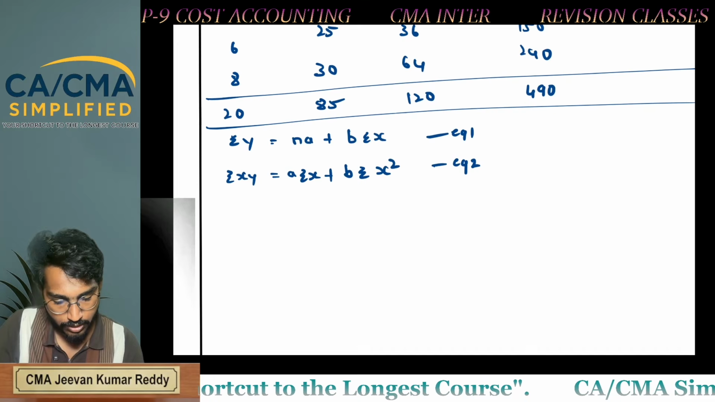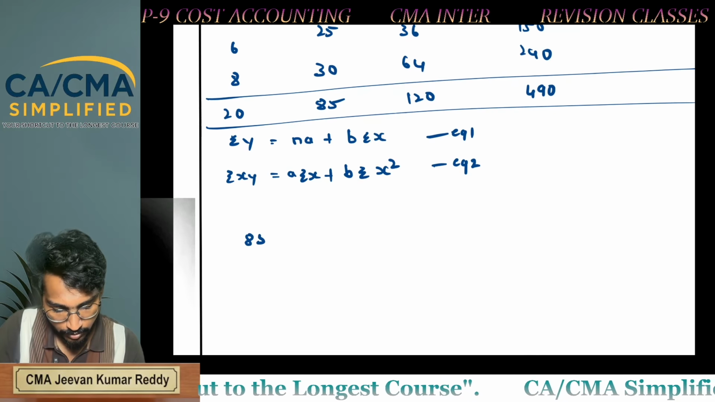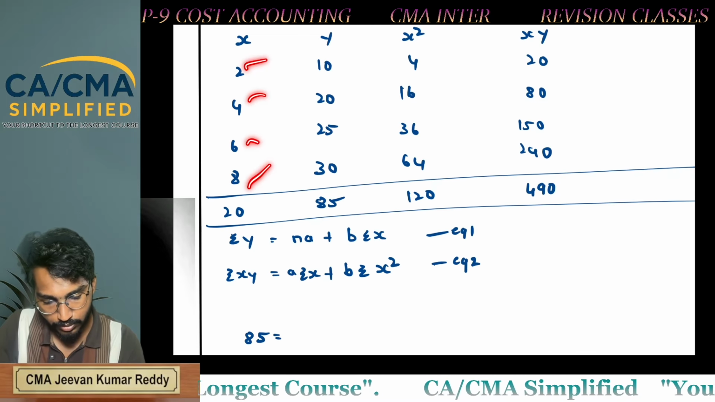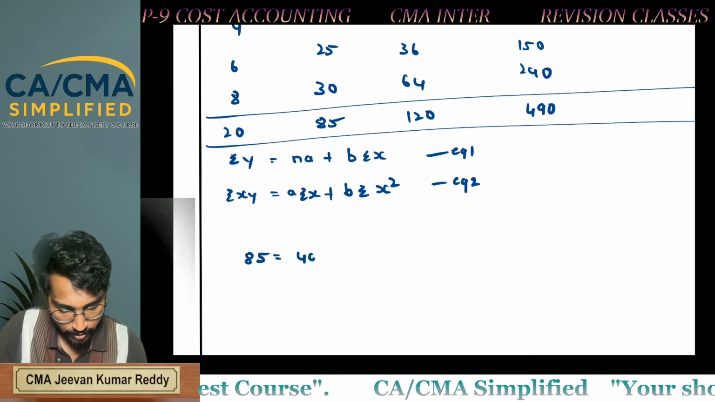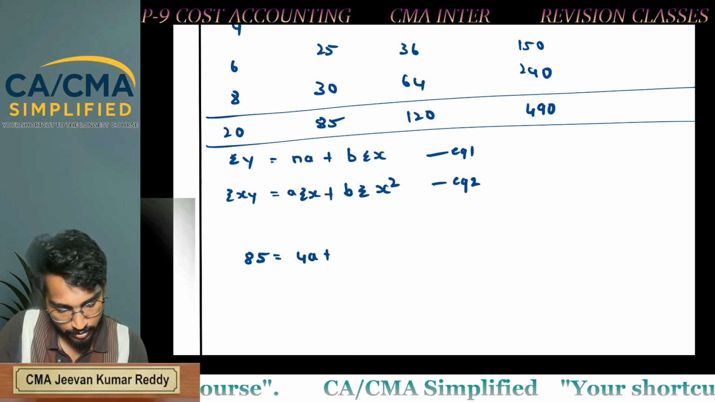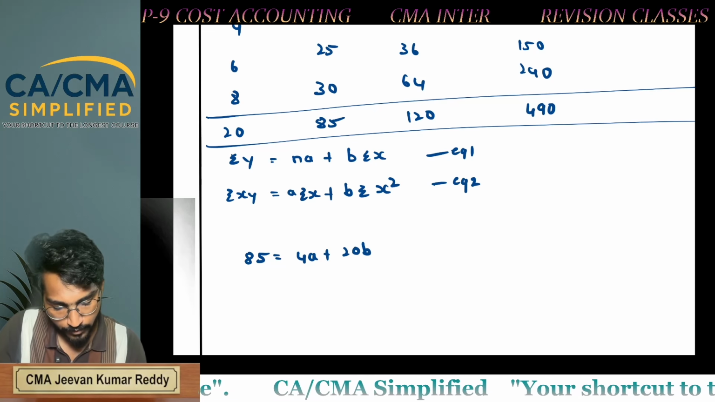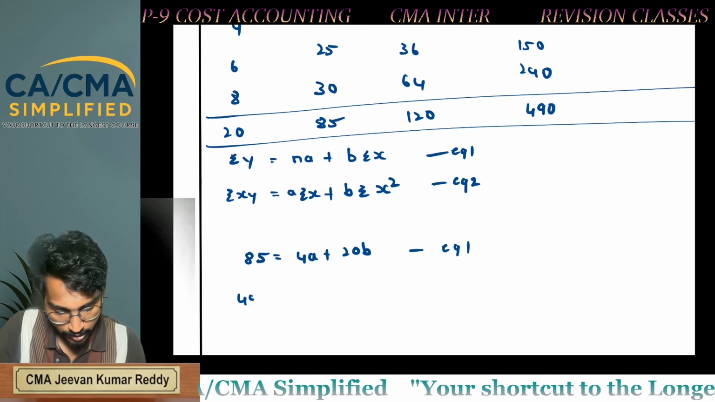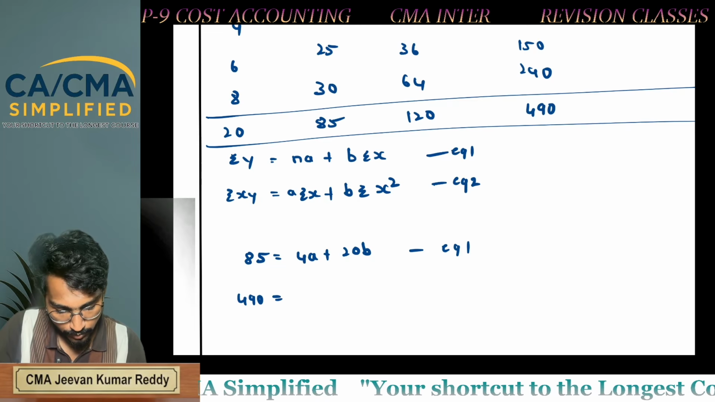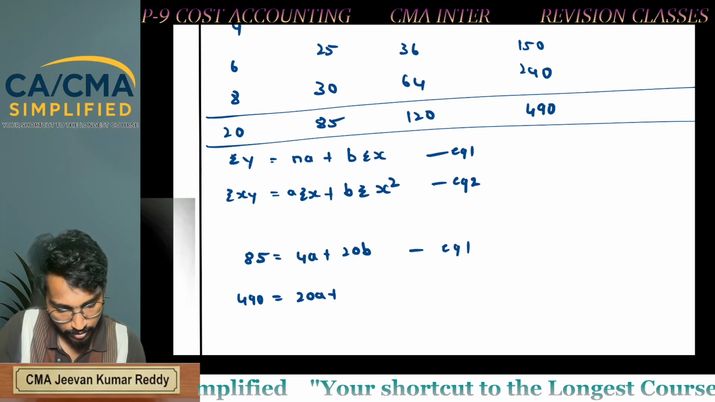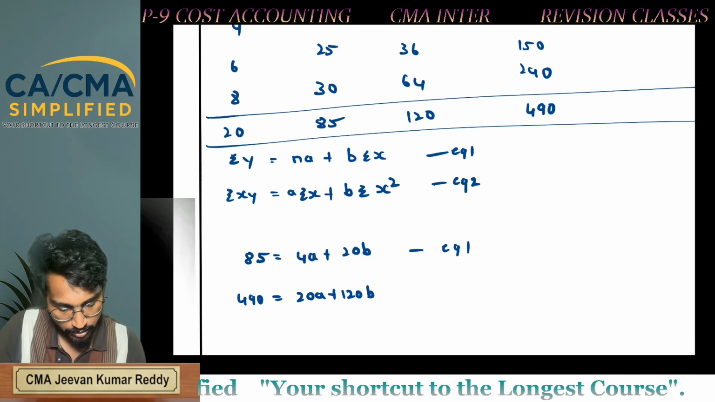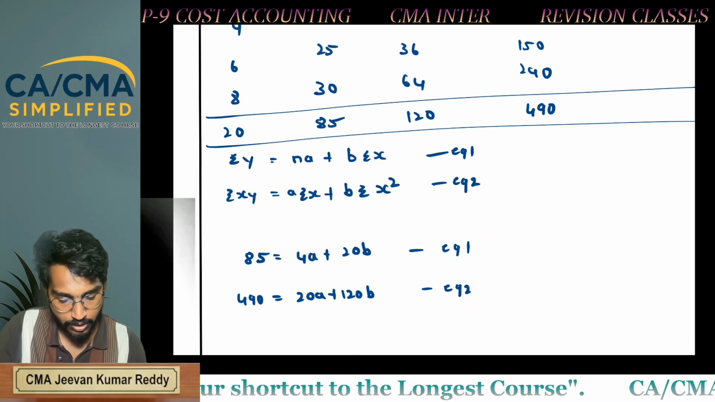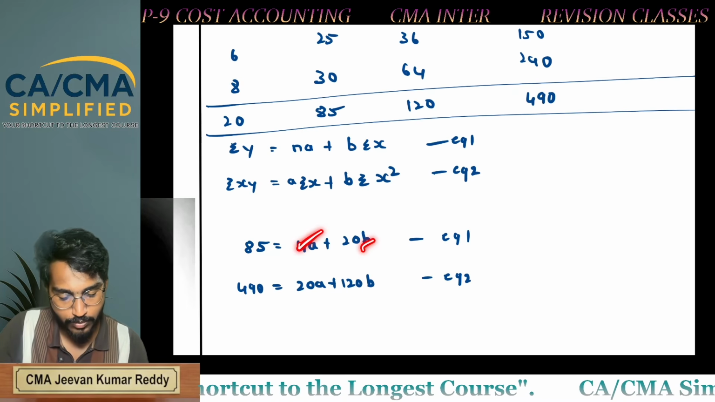By solving these two, what is summation y? That is 85 is equal to, what is the number of items? 1, 2, 3, 4. That is 4a plus, what is summation x, 20b. Equation 1. Summation xy, that is 490, is equal to 20a plus 120b. Equation 2. To solve these equations, the coefficient of either a or b must be equal.